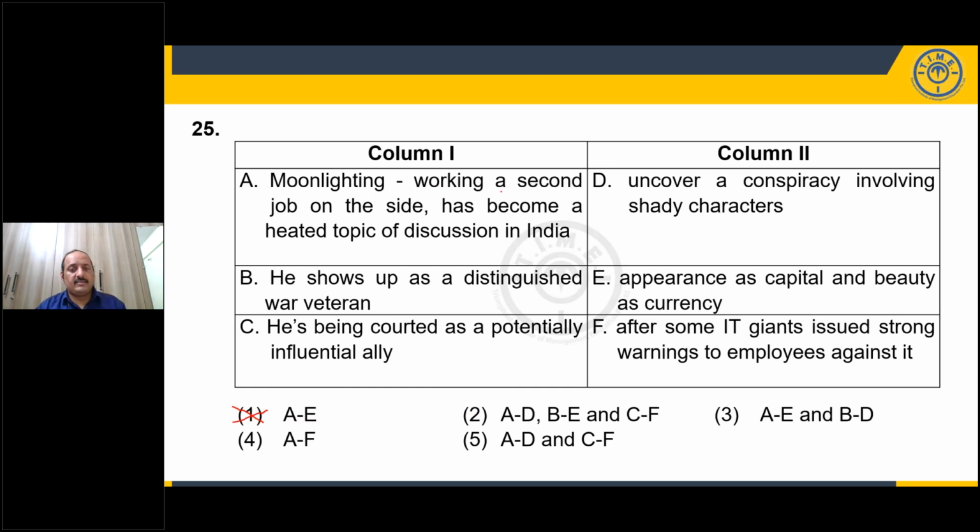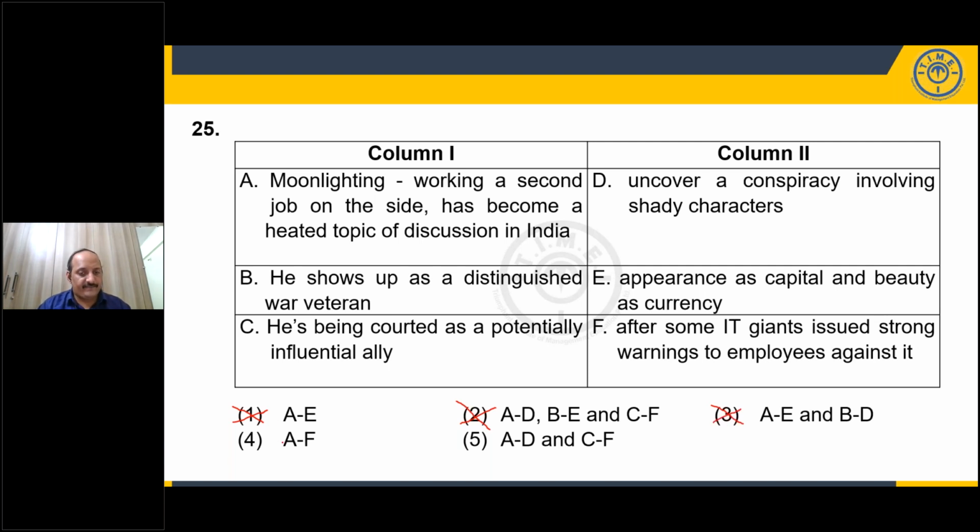Moonlighting, working a second job on the side, has become a heated topic of discussion in India. Uncover a conspiracy involving shady characters. But moonlighting is not related to a conspiracy. The two are not connected. So I don't need to check the other options at all. I can straight away eliminate option number 2. Now, as we saw, AE is wrong, so I'll directly eliminate option number 3.